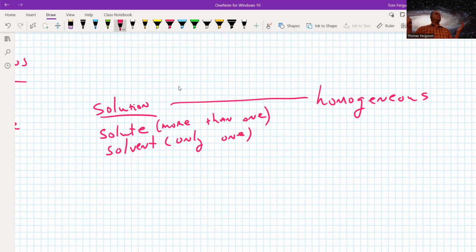In this room, we have a solution of gases. We have nitrogen gas, carbon dioxide, hopefully not much carbon monoxide, oxygen. Those are all the gases in here. The solvent is nitrogen gas because it's the most. All the other gases are the solutes. That's the carbon monoxide, the carbon dioxide, and oxygen.